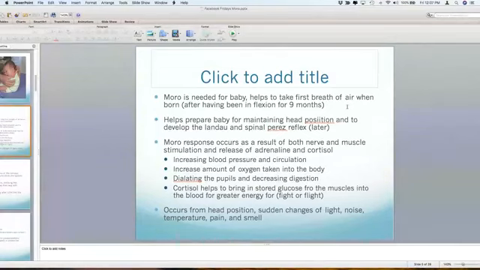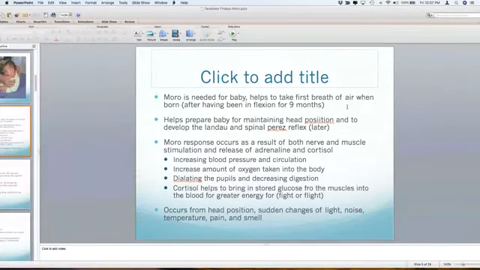So it helps them be able to extend themselves. It helps prepare the baby for maintaining the head position, and to develop the Landau and spinal Perez reflex, which we're going to talk about in another week.